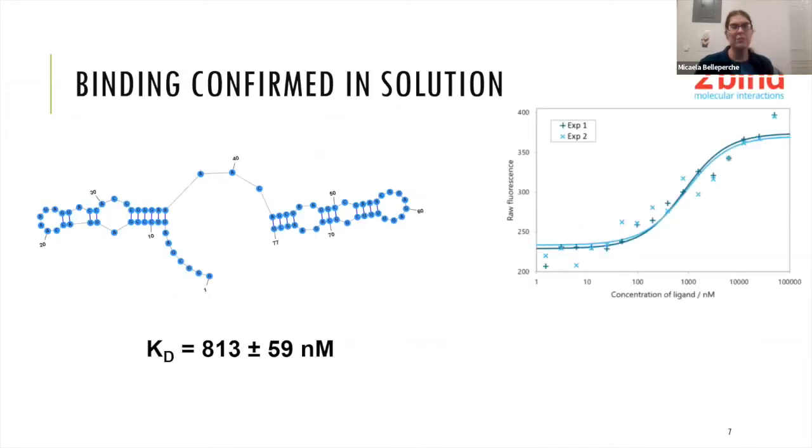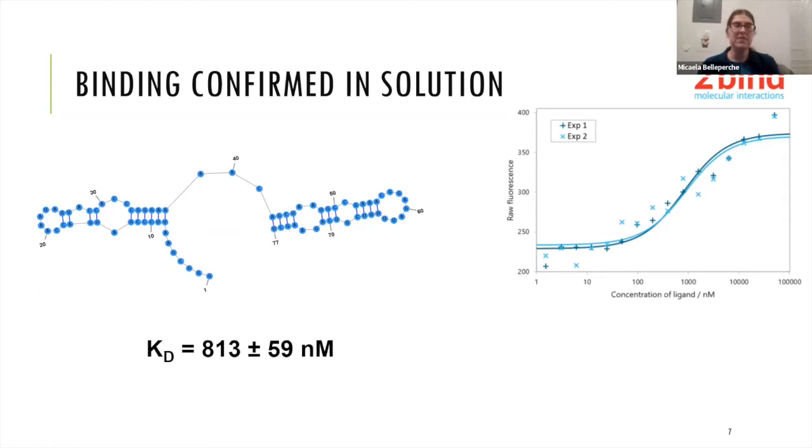Our first goal with this project was to confirm that it could bind to free oxidized deoxyguanosine in solution. And for that purpose, we ordered the aptamer and sent it off to Bind in Germany, where they performed microscale thermophoresis testing. This confirmed that the aptamer was able to bind to the free small molecule in solution, but also gave us a KD in the high nanomolar range, 813, which was a little bit high for our purposes, but we weren't done with the aptamer yet.